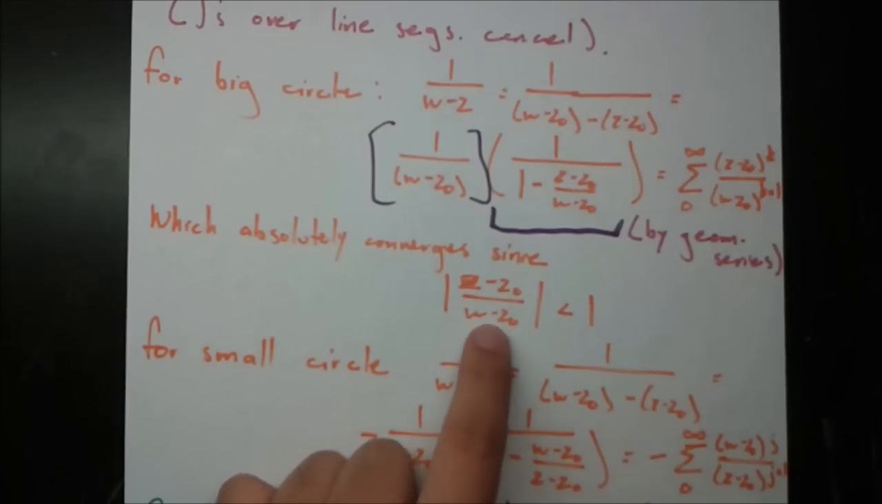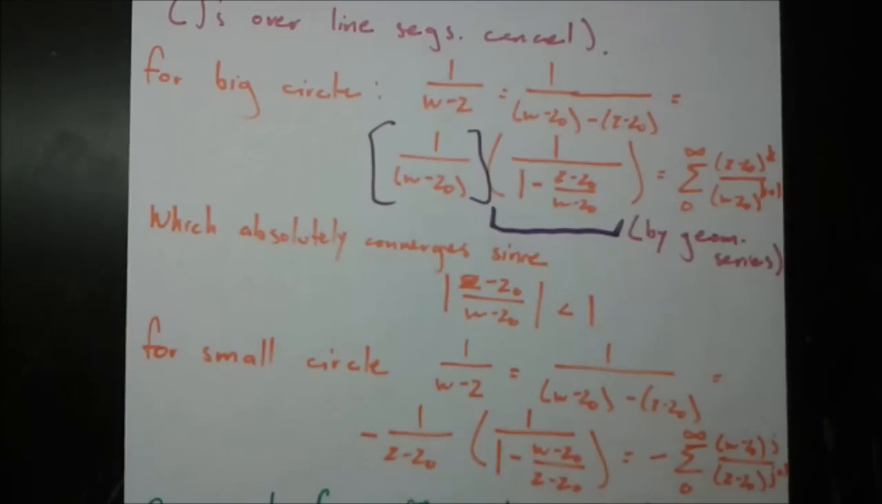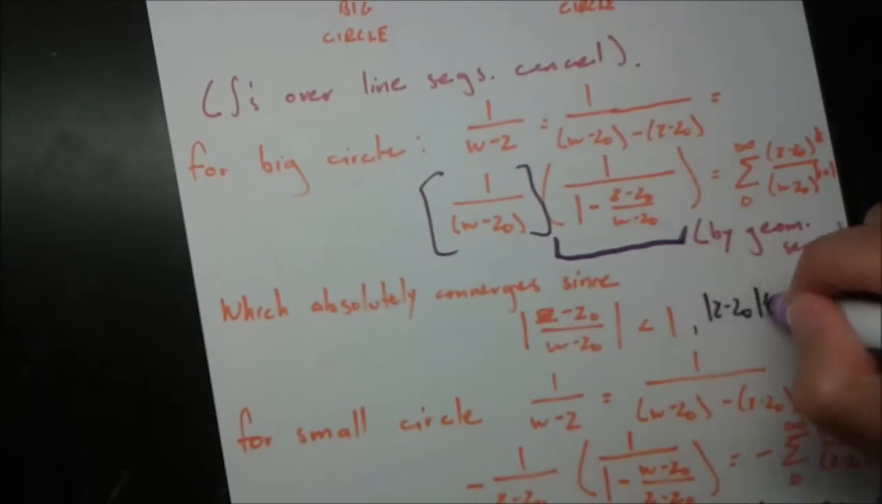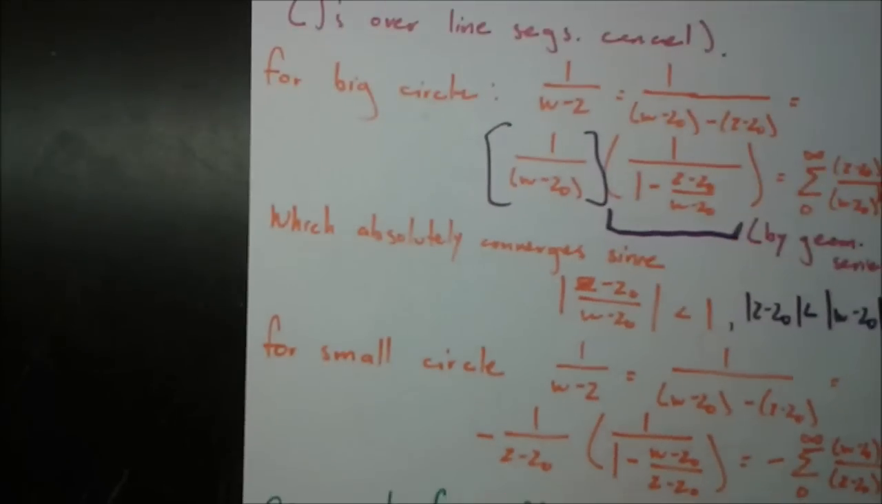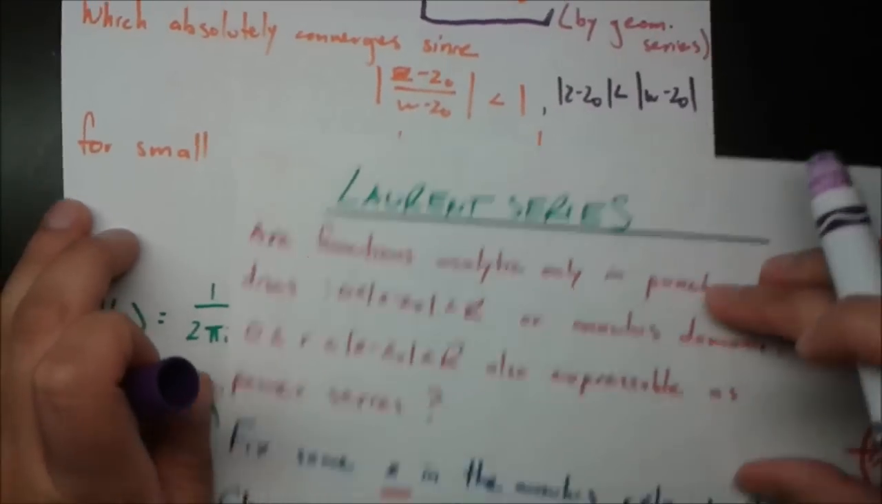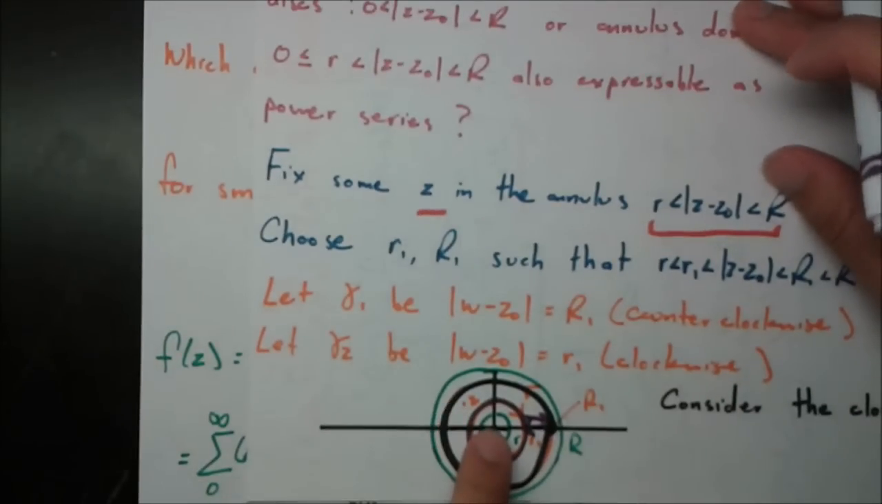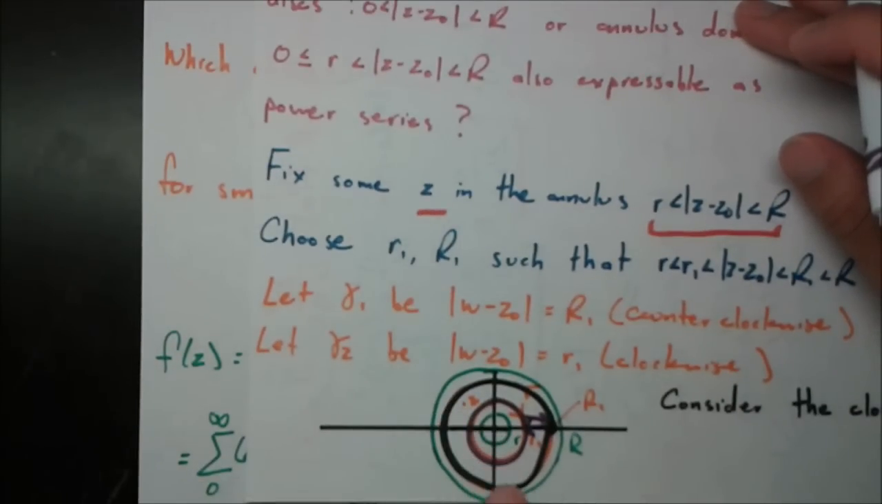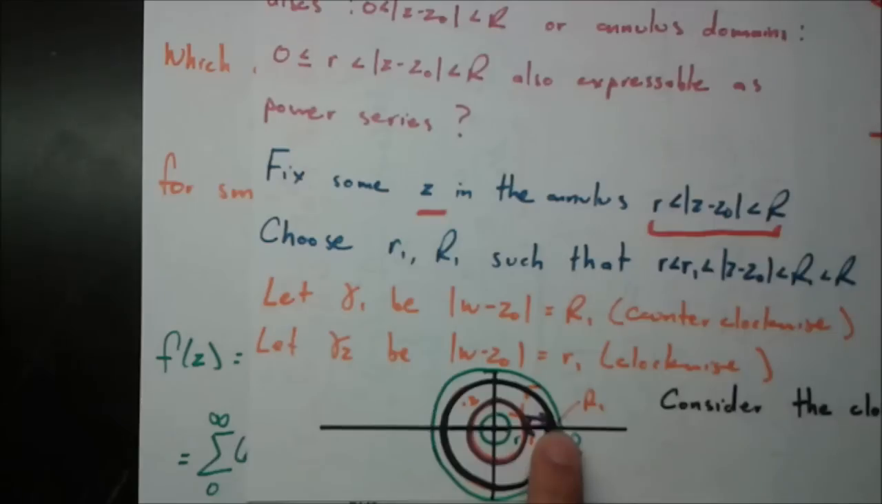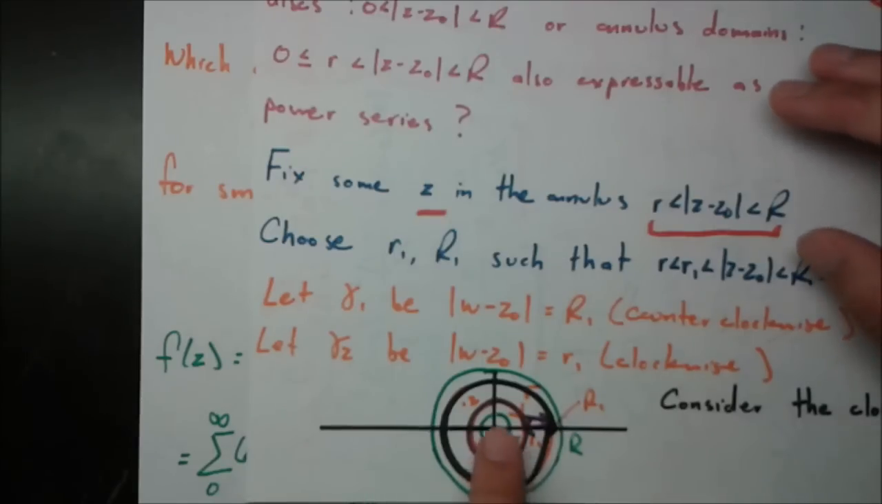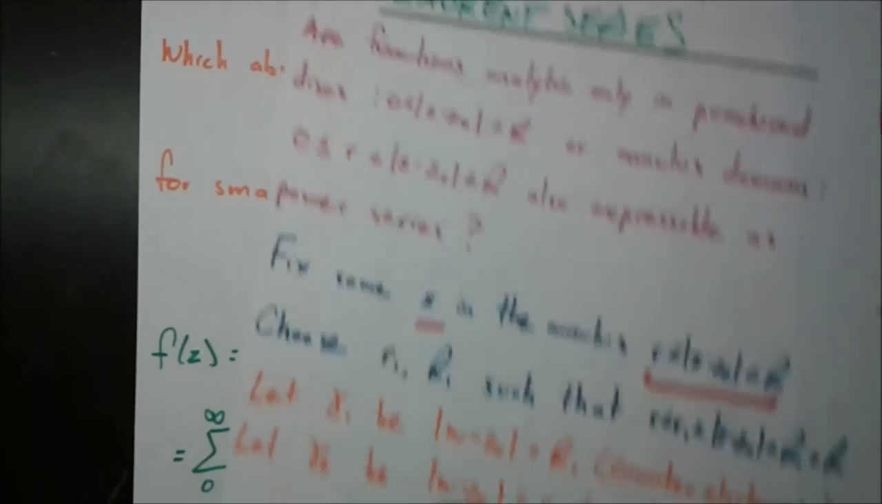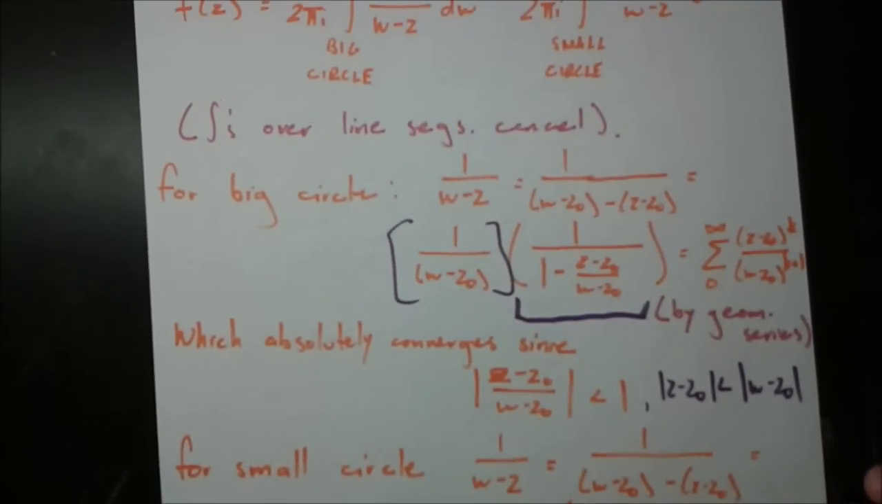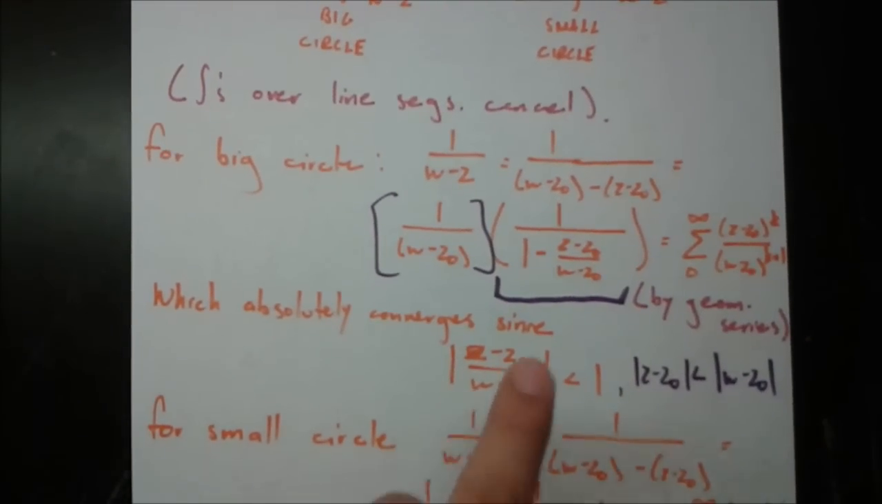So is the modulus of the common ratio written right here, modulus z minus z naught over w minus z naught, always less than 1? Well, that would be true if modulus z minus z naught is less than modulus w minus z naught. And looking back at our picture, is that true? Modulus z minus z naught is the distance from this fixed point z we chose to the center, which is z naught, and modulus w minus z naught is the distance from the outside circle to this center, and that's always bigger. Notice that the radius of this outside circle, big R1, is always bigger than the distance from z to this center, because that's how we created that big circle. So since this is always true, this is always less than 1, and this converges.